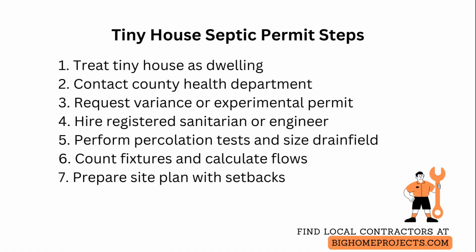Accurately count fixtures and calculate anticipated daily wastewater flow using conservative occupancy assumptions rather than ideal scenarios. Create a clear site plan showing setbacks, slope, well locations, and access so reviewers can confirm compliance without site visits. Keep documentation of occupancy, foundation type, and intended use to show whether the tiny house is a primary residence, accessory dwelling unit, or temporary structure, because that status often changes which codes apply.